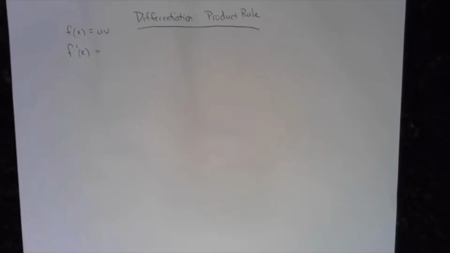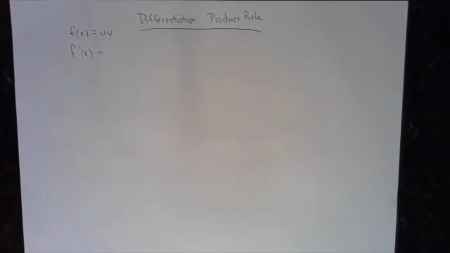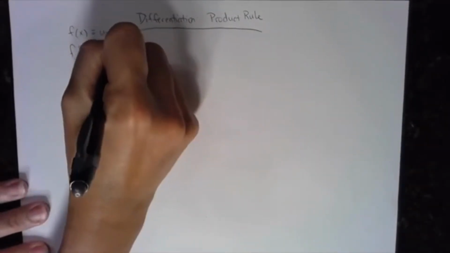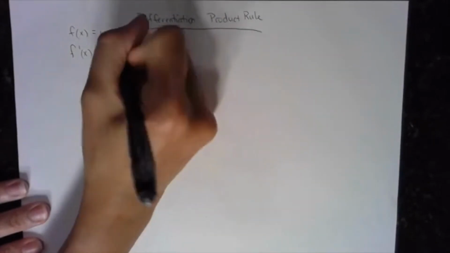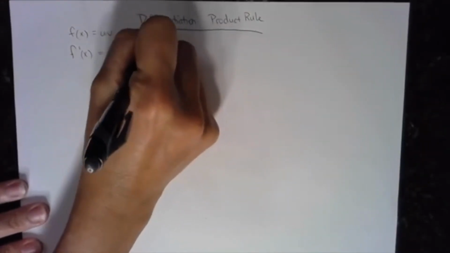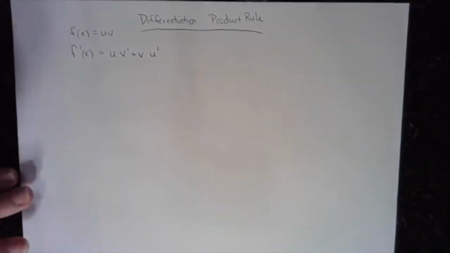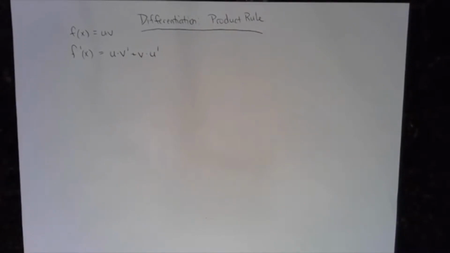The basic rule looks like this. If I want to take the first derivative, which is represented by this notation, f prime of x, what we do is we take the first expression, multiply that by the derivative of the second, plus the second expression multiplied by the derivative of the first. So this is just a little basic way of representing it in general. So this is kind of like a formula.